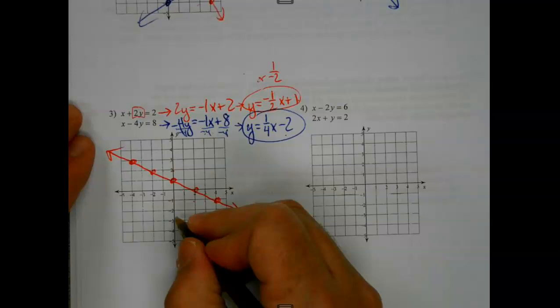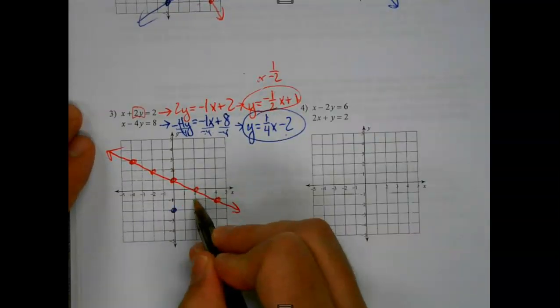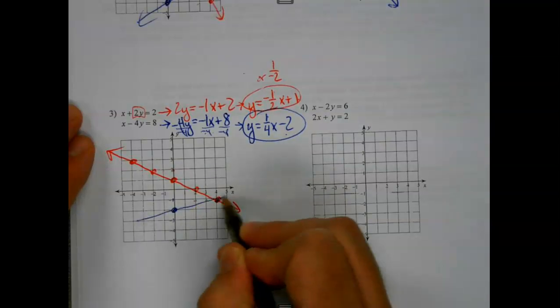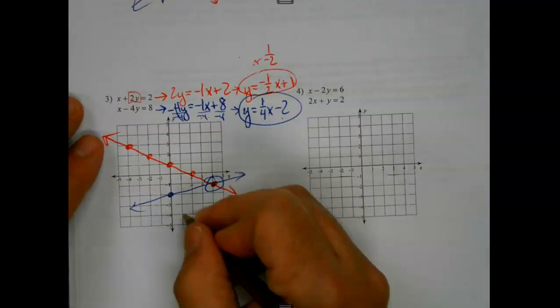And then the same here. -2. Up 1. Right 1, 2, 3, 4. Bingo. So let's see here.